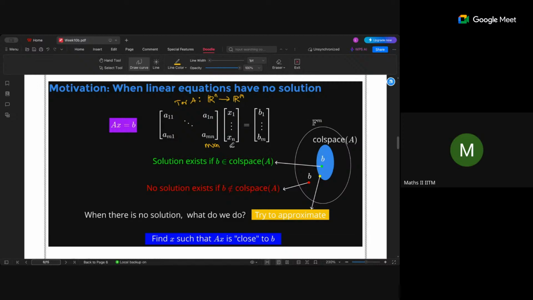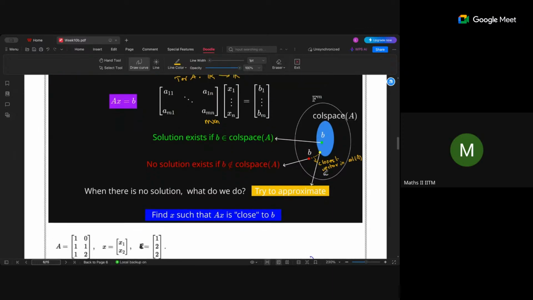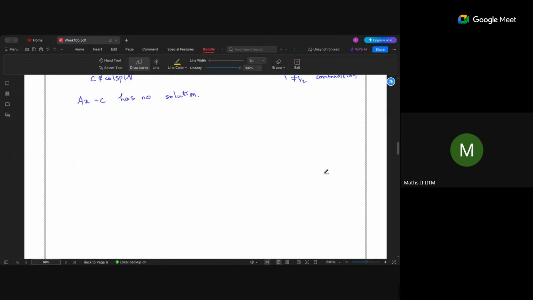Now how are we going to approximate if there is no solution? We will try to find a vector in the column space which is closest to b, and approximate with this solution. Find an x such that Ax is close to b. This is what we are trying to do. But how to do this? The logic is very easy. You all know the logic very well.